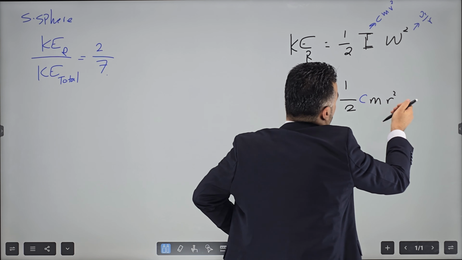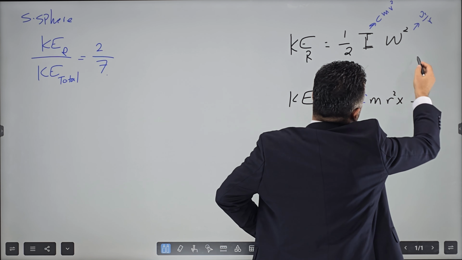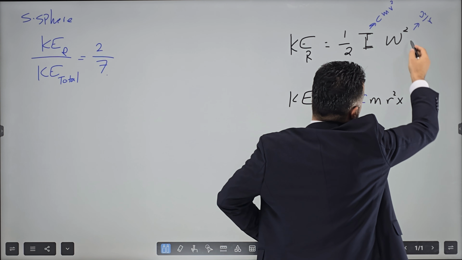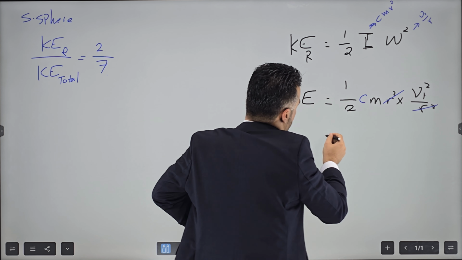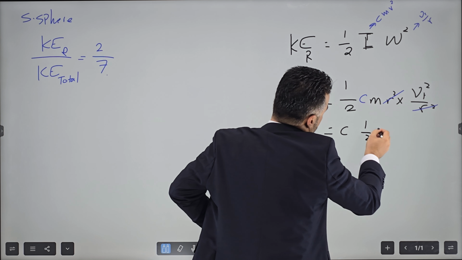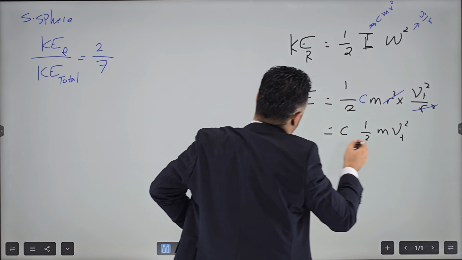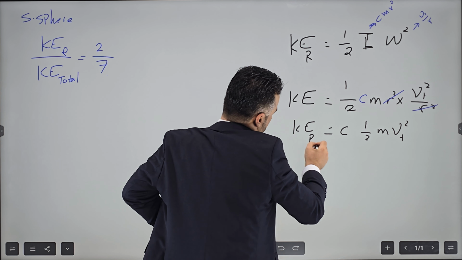We've done this before. Squared times tangential over the radius, but because this is squared, these are both squared and squared. These two cancel out. We'll bring the c to the front. So 1/2 mass times tangential squared in here. So that is translation, that is rotational kinetic energy.